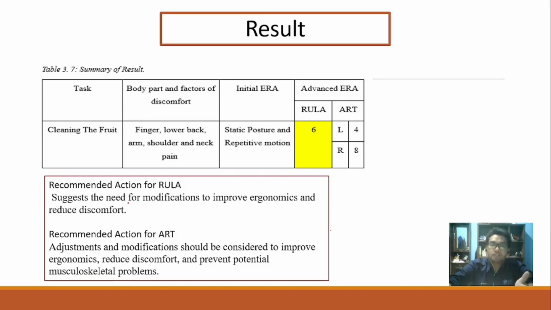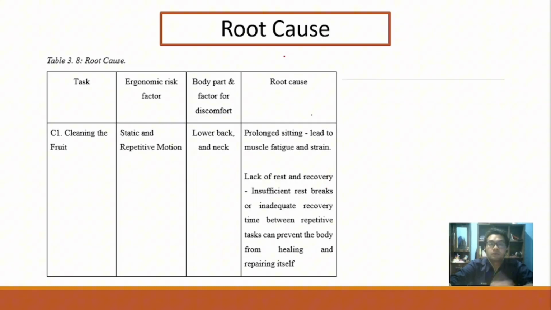Recommended action for RULA suggests the need for modification to improve ergonomics and reduce discomfort. Then recommended action for ART: adjustment and modification should be considered to improve ergonomics, reduce discomfort and prevent potential musculoskeletal problems. Root cause: prolonged sitting leads to muscle fatigue and strain, and lack of rest and recovery. Insufficient rest breaks or inadequate recovery time between the repetitive tasks can prevent the body from healing and repairing itself.